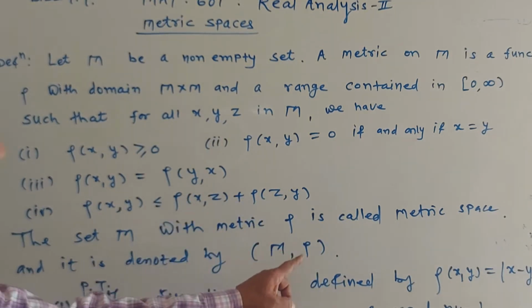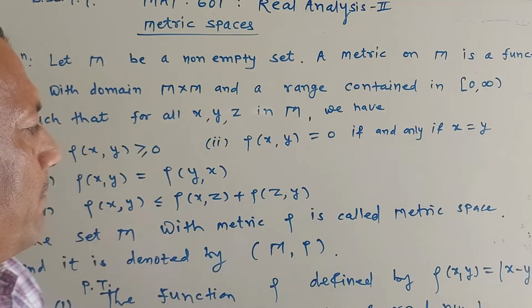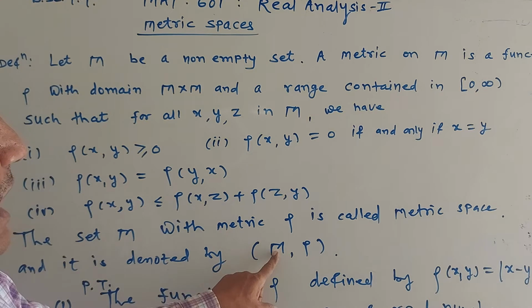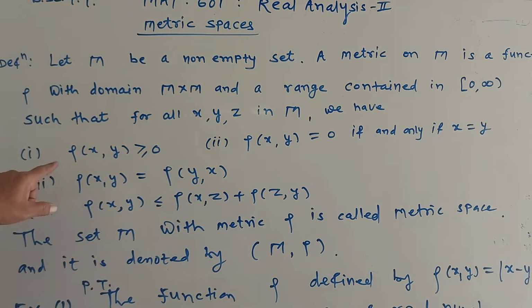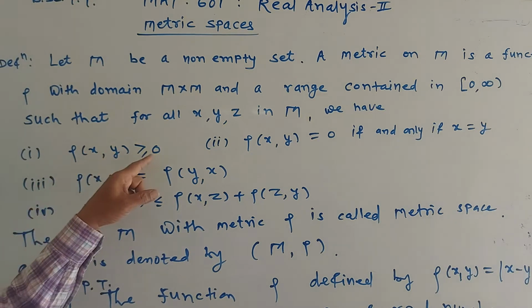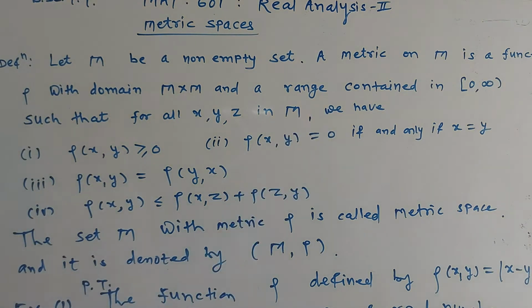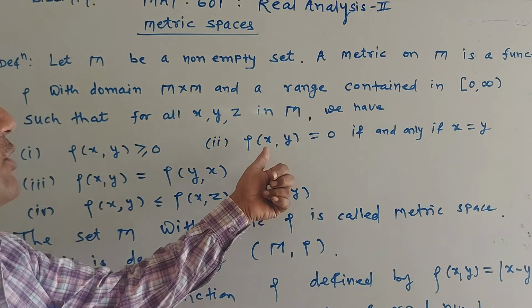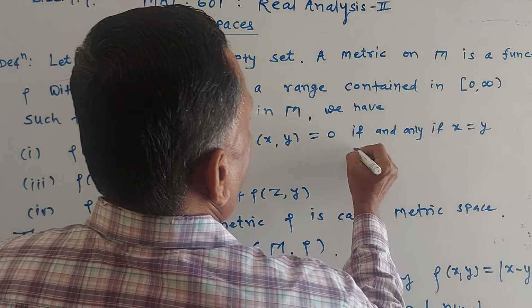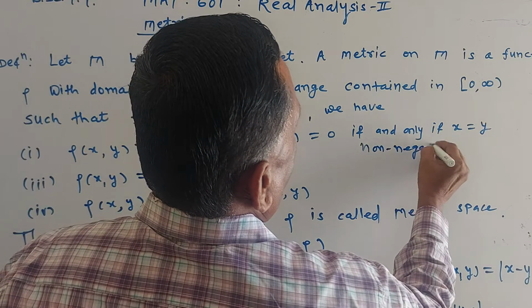If rho is a metric on M, then (M, rho) is a metric space. If D is a metric defined on M, then (M, D). Or instead of M, if you take R, then (R, rho) or (R, D). Now here, rho of xy is greater than or equal to 0, and rho of xy is equal to 0 if and only if x is equal to y. These two properties are the non-negative properties or positiveness properties.